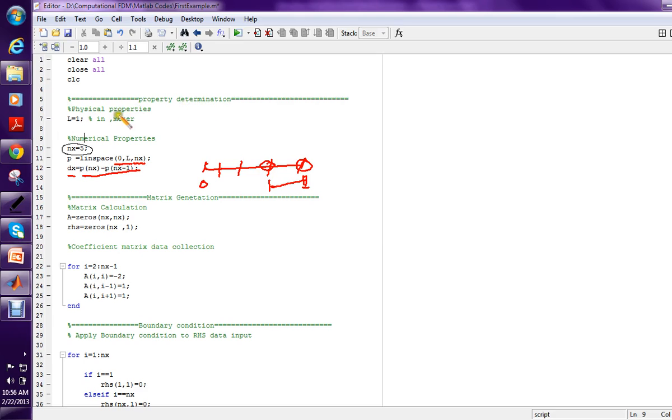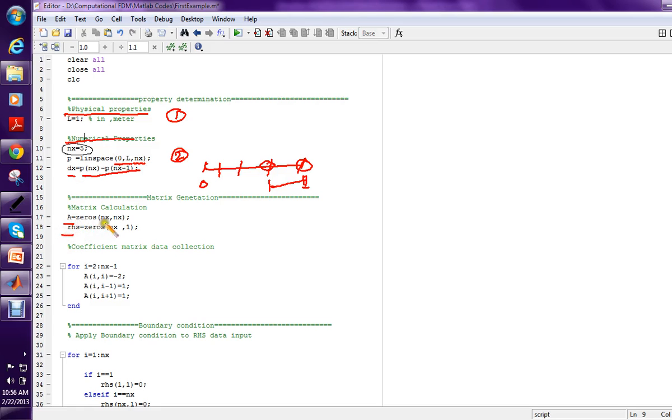So property determination consists of two parts. Number one, physical properties. Number two, numerical properties. This is the numerical properties and this is the physical properties. Right now we are interested in matrix generation. So we have a matrix, an array.